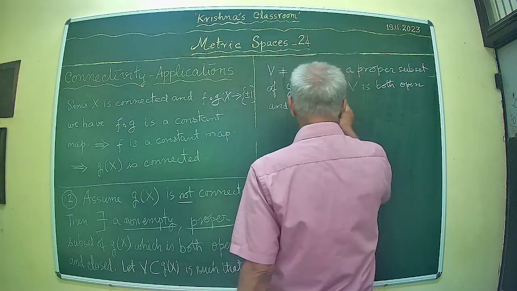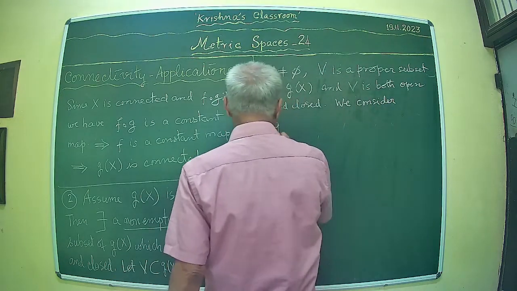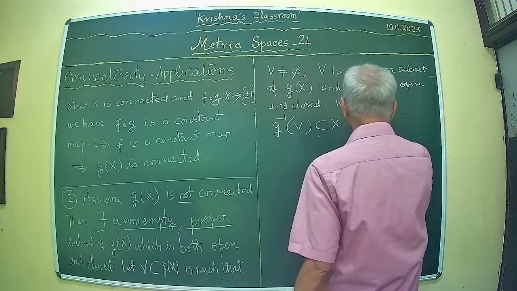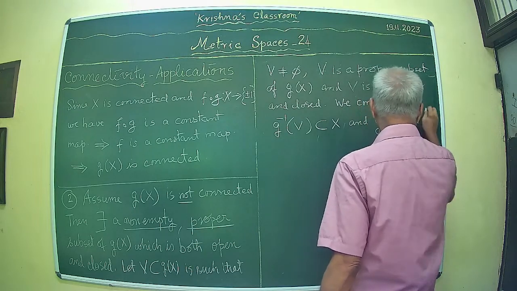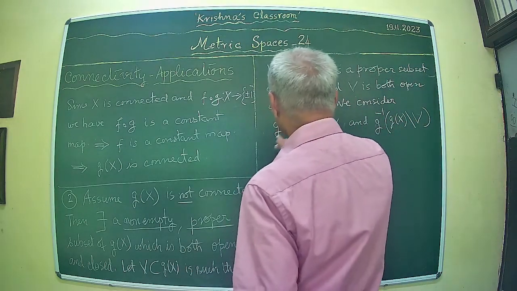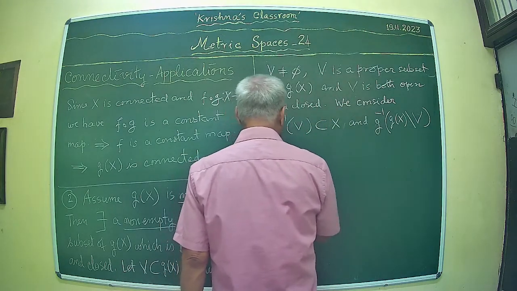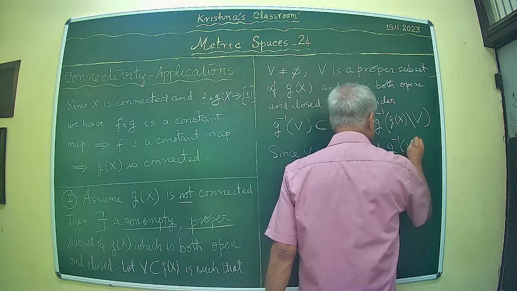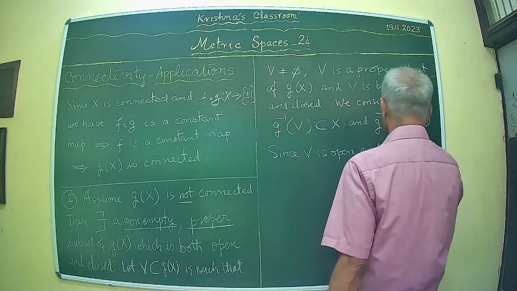Now, since G is continuous, we consider G inverse of V, and G inverse of Gx minus V, that is the complement of V in Gx. Now you see V is open, and G is continuous means G inverse of V is open. Now G is continuous.